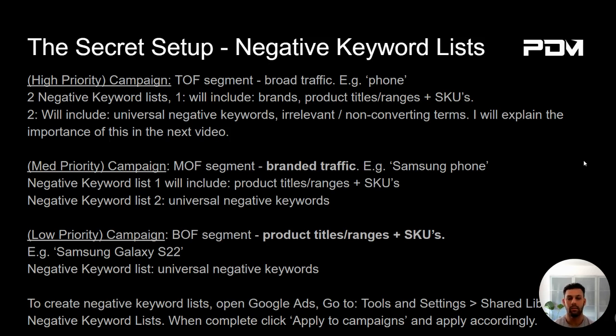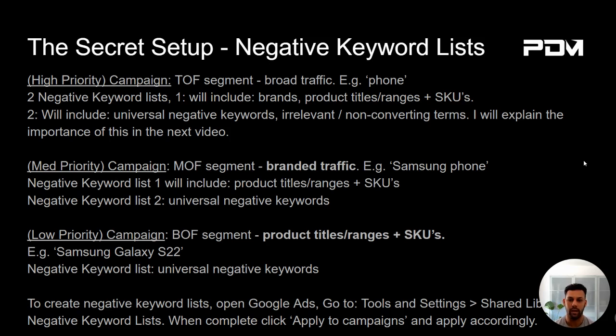campaign. Because this campaign is high priority, we're going to need to exclude brands, product titles, ranges, and SKUs from this campaign. By excluding them from our high priority campaign, Google's going to then funnel those terms further down our campaign into the mid and low priority campaigns. We're also going to need to use another negative keyword list, which will include universal negative keywords.